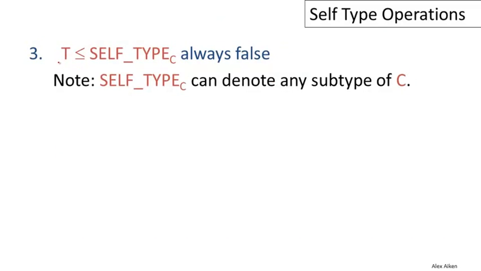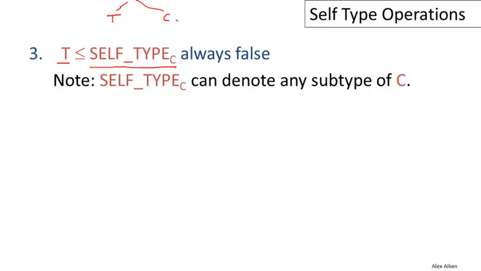Another case is when we have a regular class name on the left-hand side of the subtyping relationship and self-type on the right-hand side. In this case, it turns out we have to say that this relationship is false: a regular class name T is never a subtype of self-type sub C. To see this, just think about the possibilities. Where could C and T be in the type hierarchy? If T and C are unrelated, if they inherit from Object and they have nothing to do with each other, well then clearly T can't be a subtype of self-type sub C. They're just two unrelated classes.